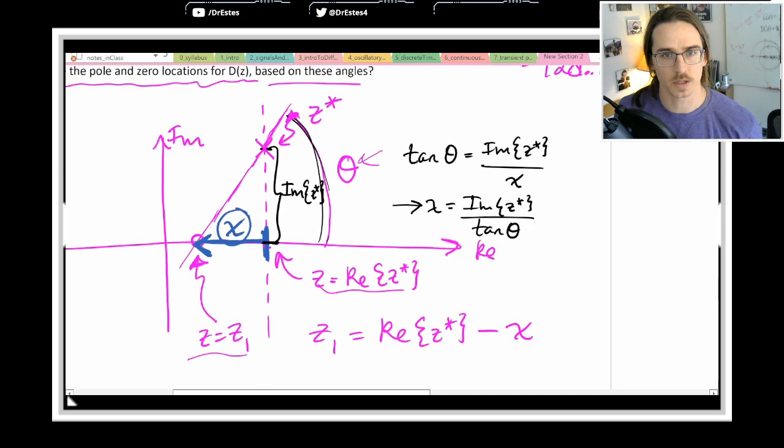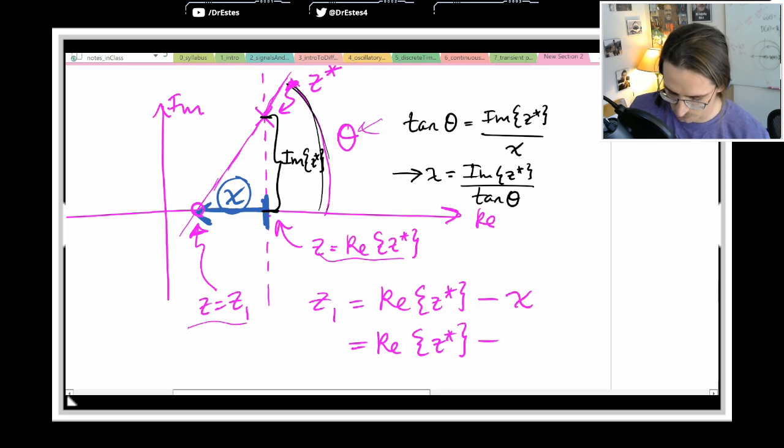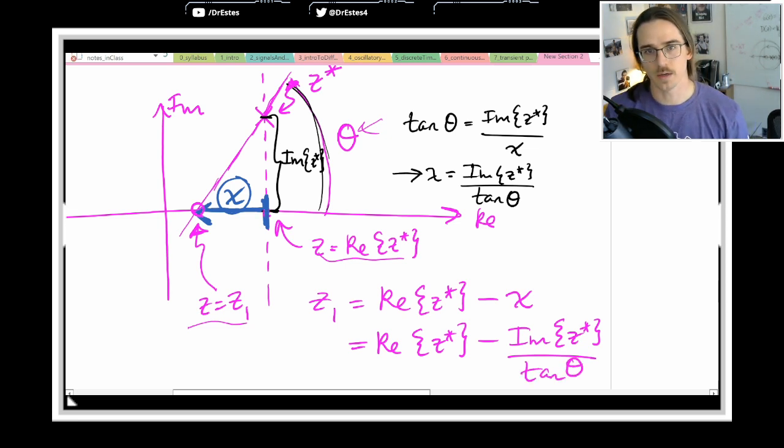And so we're just going to plug this into our equation for z1. So the location of this unknown 0 is the real part of z star minus the imaginary part of z star divided by the tangent of that angle theta.